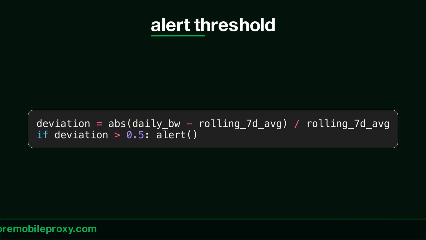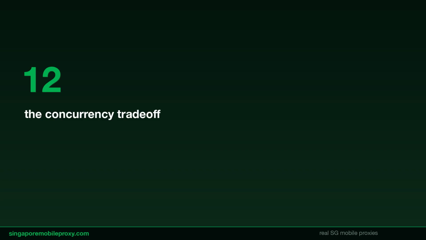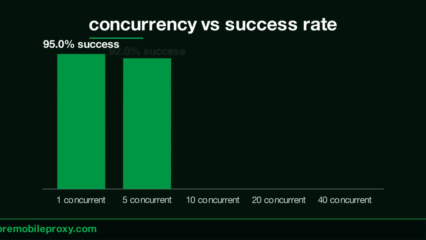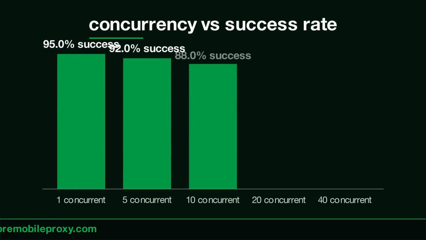The concurrency trade-off: how concurrency and bandwidth interact. More concurrency at the same target means more bandwidth in the same time, but also more rate limit triggers and retries. For example, 1 concurrency gets 95% success, 5 gets 92, 10 gets 88, 20 drops to 78, 40 drops to 60. Above the target's tolerance, doubling concurrency doesn't double useful throughput, it doubles bandwidth consumption with marginal gains. Find the cliff in your POC and stay safely below.